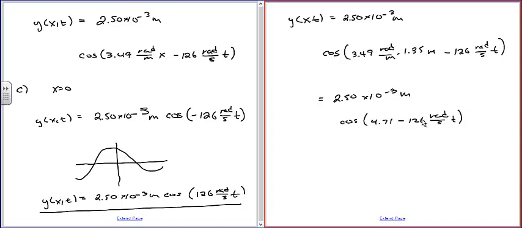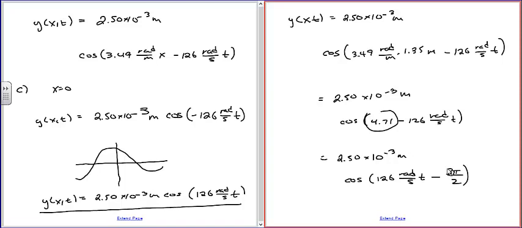Now, again, you could change the order so you can have this one first. So we could switch the signs of what we have inside. So you have the cosine of 126 radians per second t minus 4.71. But it turns out that if you take 3 times pi divided by 2, you get 4.71. So this actually here is equal to 3 pi over 2. Now, how did that happen?